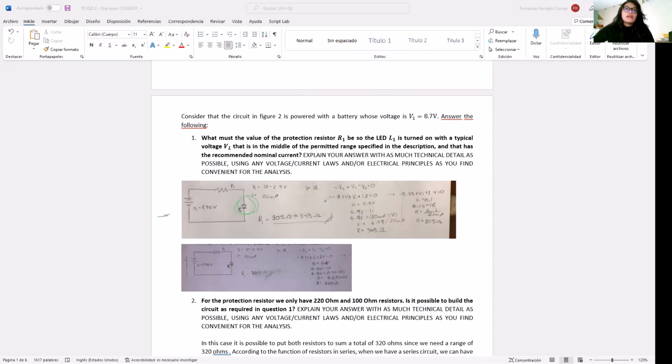So in this, I did two cases. In the first case, I use the V1 as the least amount of the resistor, and then another one for the highest resistor value for the LED. So we had the values of 305 and 345, but if I use, as the problem says, the middle of the voltage, we have a resistor of 330 ohms.